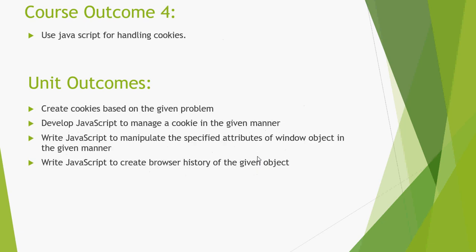Then comes the fourth course outcome, that is to use JavaScript for handling cookies. Cookies are nothing but small pieces of information that are stored on your computer. In this fourth course outcome, or fourth unit, you are going to study the various concepts of cookies and how to handle cookies in JavaScript. For that purpose we are going to create cookies, write cookies, read cookies, and then write JavaScript to perform all these functions.